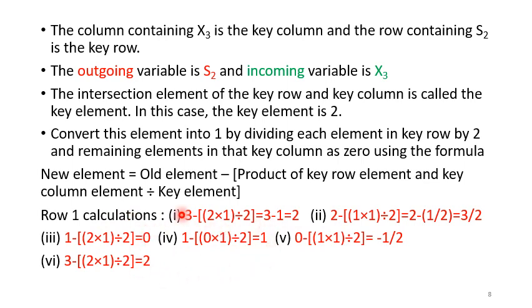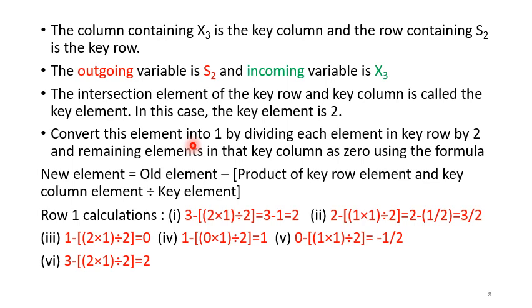Whereas row 2 was the key row. So all the elements in the key row will be divided by the intersection element of the key row and key column, in this case key element 2. So row 2 calculation is simple because that was the key row. All the elements in the key row will be the old element divided by the pivot element or the key element.